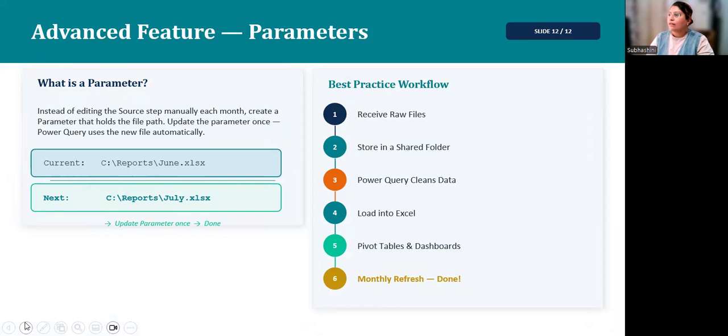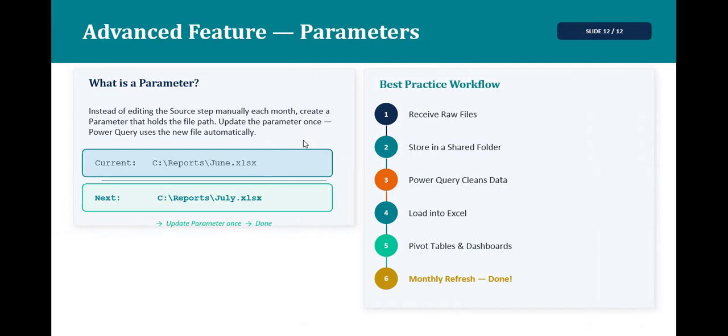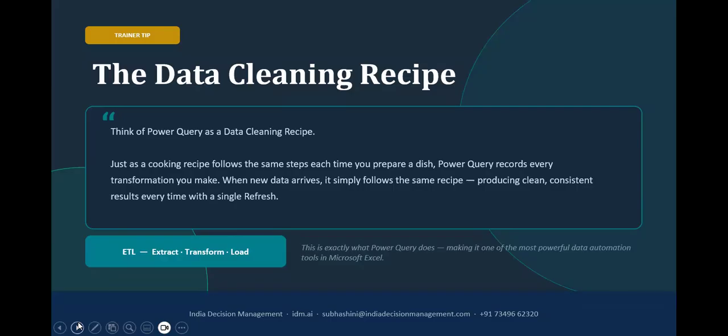There are certain advanced features out here, like parameters. So when you are doing the editing of the source step manually, you can create a parameter that holds the file path and update the parameter. The Power Query will use the new files automatically. Okay, but this is a bit advanced. You may or may not do it. I think even up till this point, whatever we have discussed will enable us to do all the extraction, transformation, and loading work very, very easily.